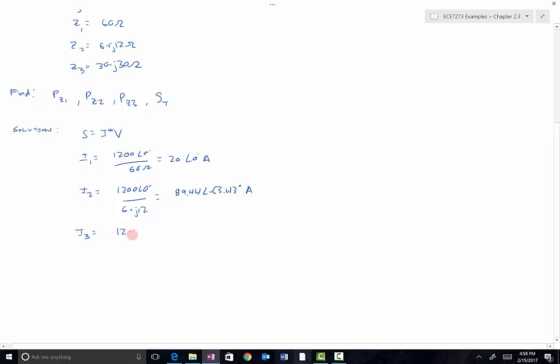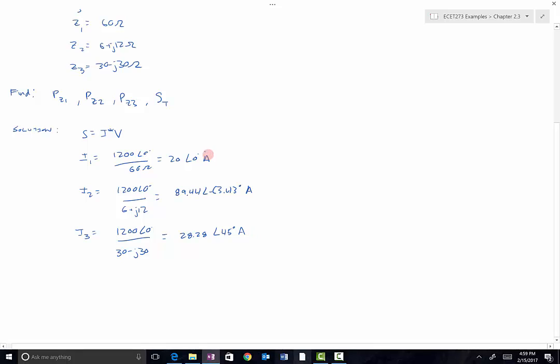And then finally, the last branch current is going to be 1200 angle 0 divided by 30 minus j30. And that's going to give me a value of 28.28 amps at an angle of 45 degrees. So now I've got my branch currents.